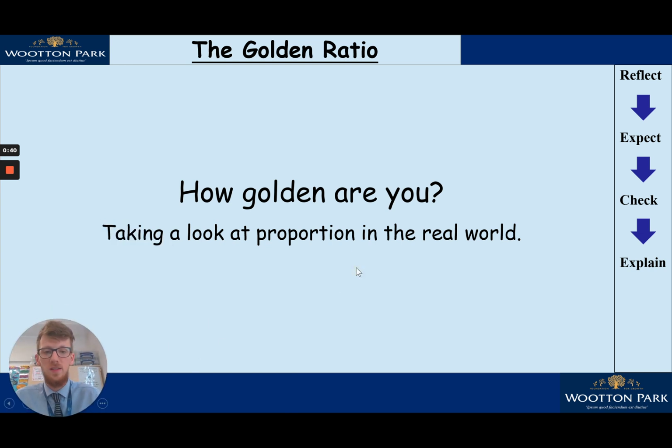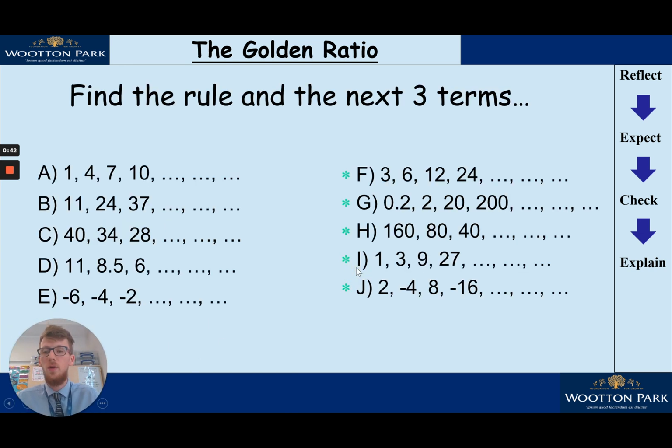So just to get started, what we're going to be looking at first is a bit of sequences. Just to get your mind in gear, I want you to have a go at finding the rule and the next three terms in each of these sequences. The first sequence is 1, 4, 7, 10. What's happening each time you go along the sequence? And what will be the next three terms? I'd like you to pause the video and see if you can find the next three terms and the rule for each one of these sequences.